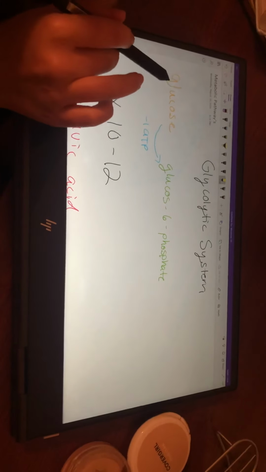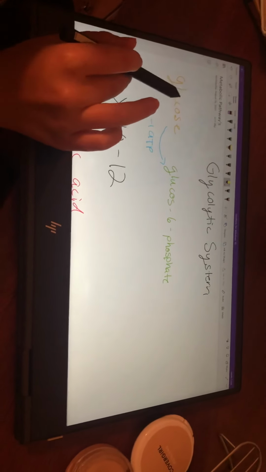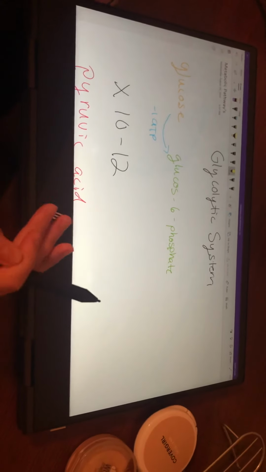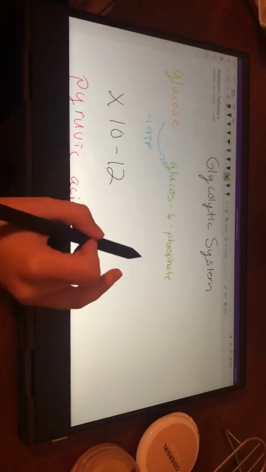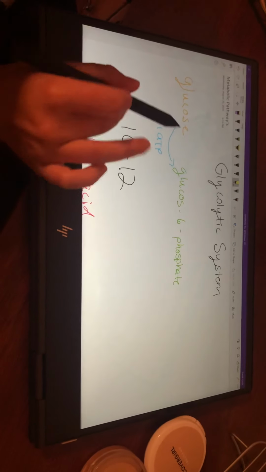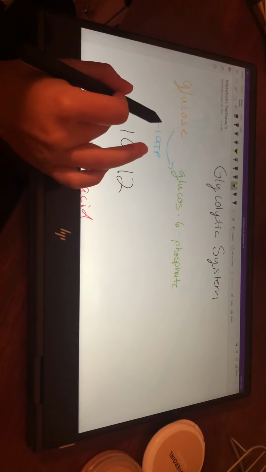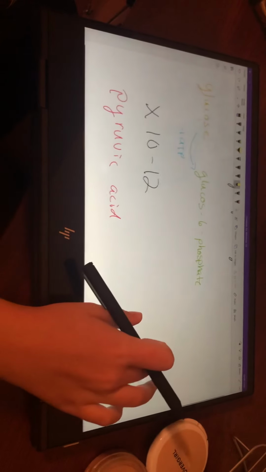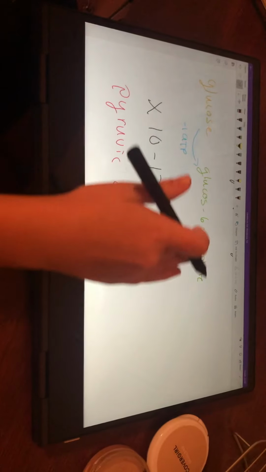So we start with glucose. Glucose has to be turned into glucose 6-phosphate in order to be broken down into ATP. This is where it begins. But in order to do that, you have to use ATP. So you're going to lose 1 mole of ATP to break down into glucose 6-phosphate.